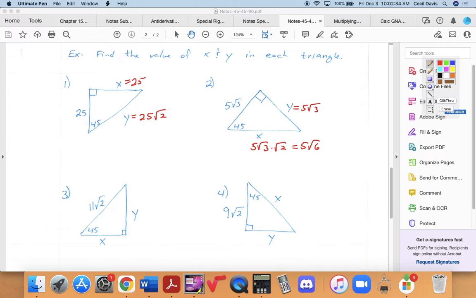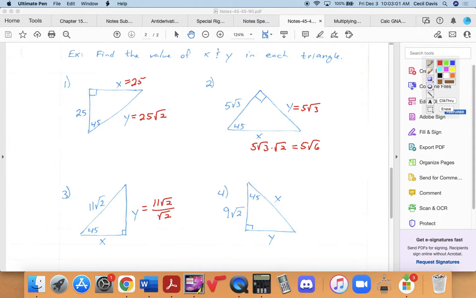Again, that's why we did all the multiplying and dividing with square roots on last night's homework. Number 3, there's a change. What's different here? We have the hypotenuse. Okay, if we have the hypotenuse, to get to the leg, all we need to do is divide by the square root of 2.